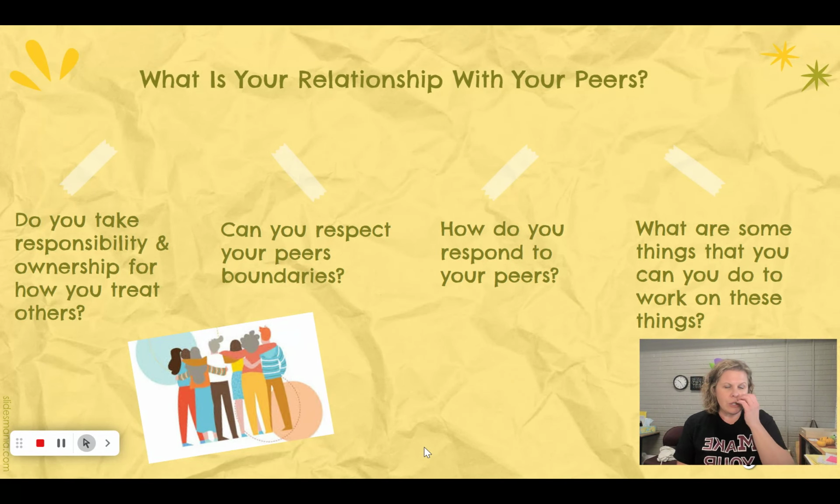So what is your relationship with your peers? Take a moment to think about that. Do you take responsibility or ownership for how you treat others? Do you respect your peers' boundaries? How do you respond to your friends? How do you respond to the people around you? And what are the things that you can do to work on all of that if sometimes you don't do the best job? These are excellent questions. You guys could pause the video now and talk about them, or you can just think about them on your own.